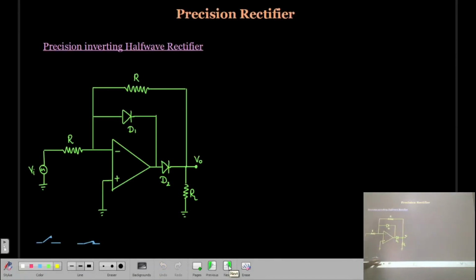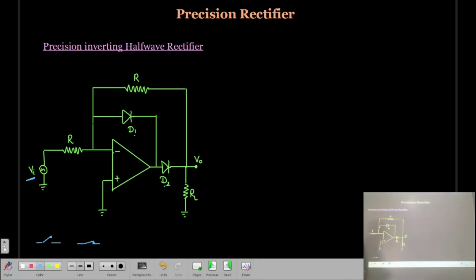So here two different diodes are used and the input signal is given to the inverting terminal. And the input voltage is given at the inverting input terminal of this. Then in the feedback part, the diode D1 is connected. In the output, the D2 is connected. Again, we have a feedback through a resistance R.